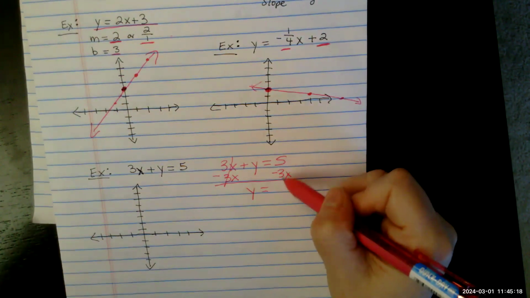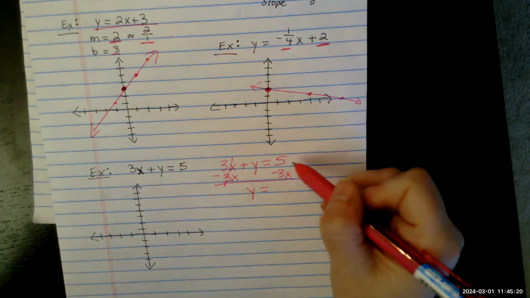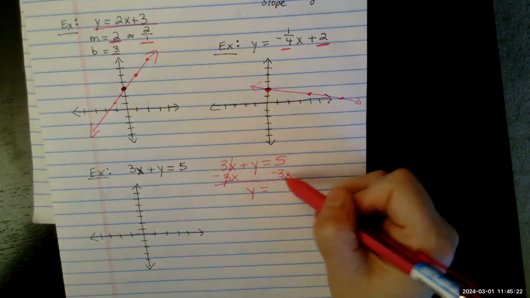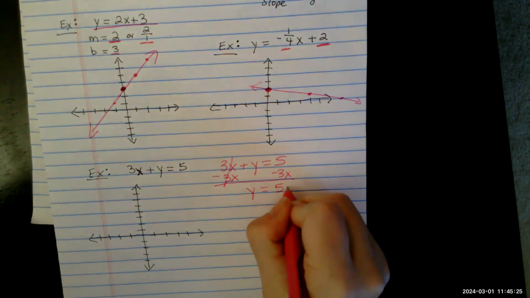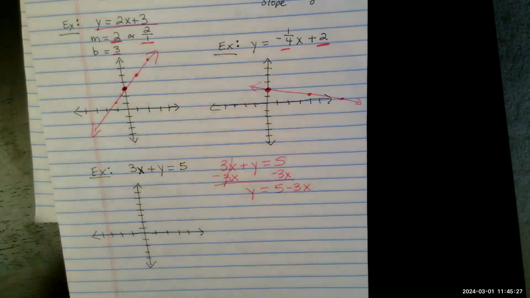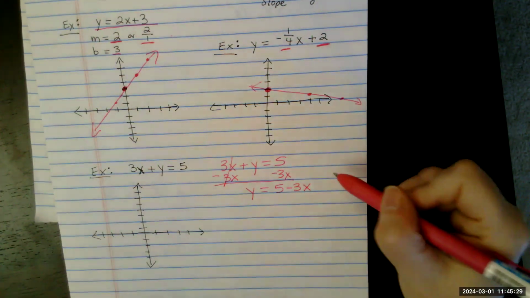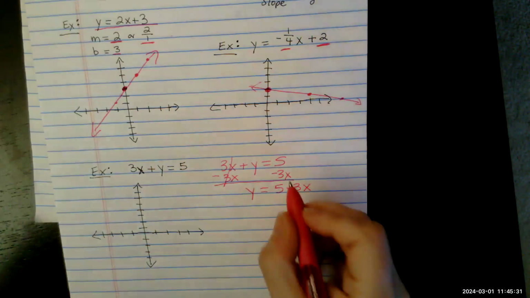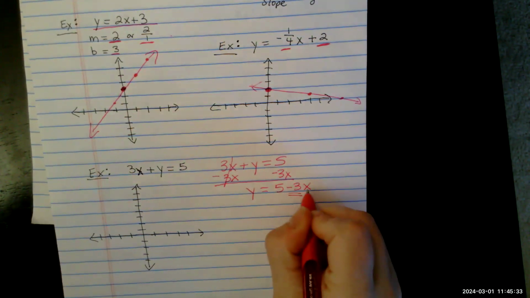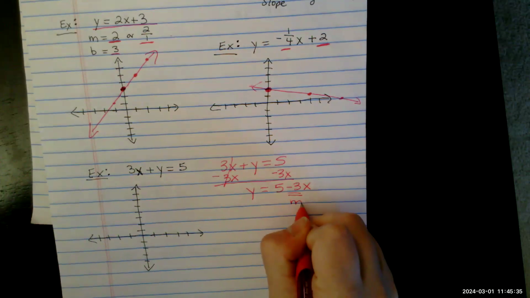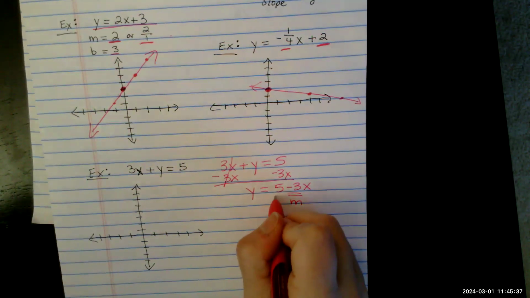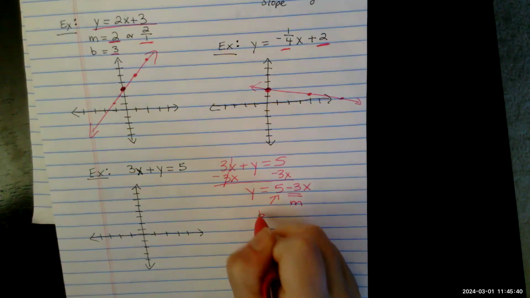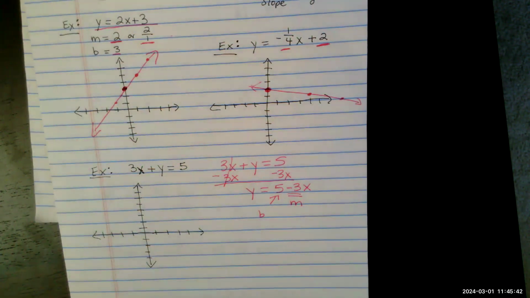Do not actually do 5 minus 3 because you can't. If the 5 doesn't have an x, you can't do the subtraction. So I'm just going to write 5 minus 3x. Now, this is in a different order than we had before, so be careful. Whatever number's with the x, no matter what order it is, that is your slope. So the 5 in this case is the b, which is the y-intercept.